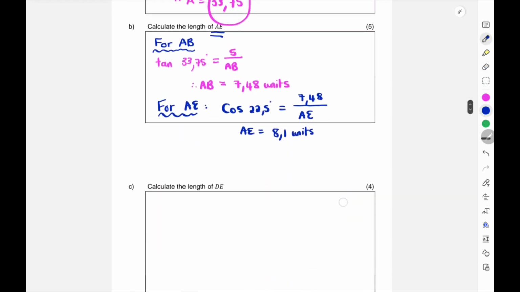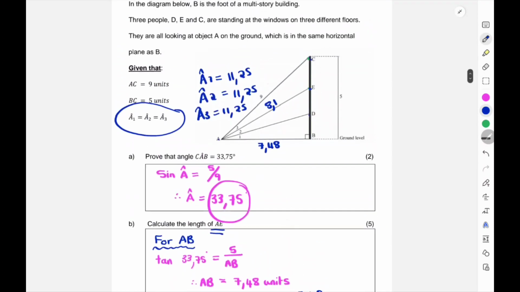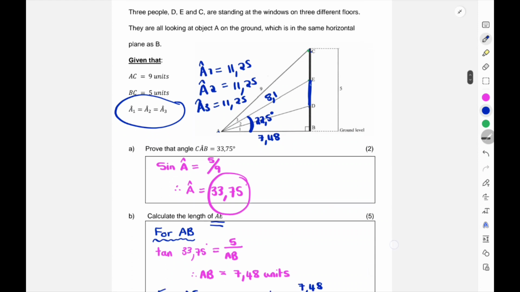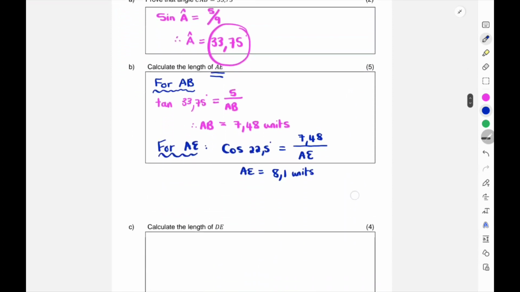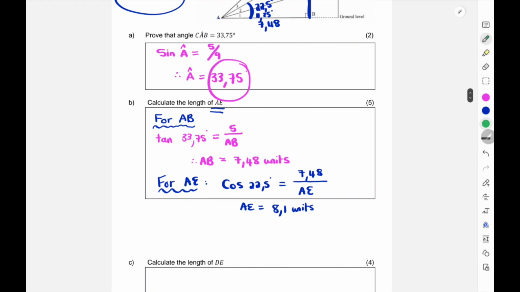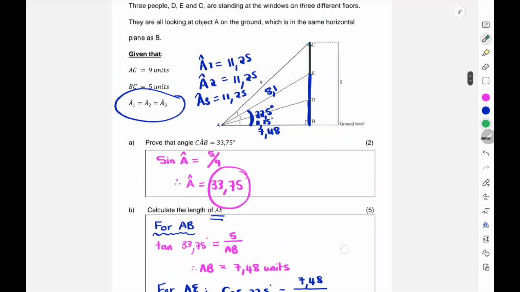Okay, so now they say to you calculate the length of DE. DE sits over here. So I know I've got this angle size, which is again 22.5 degrees, so I can work out EB. I can work out with this one, which is 11.25, I can work out DB, and then I can just subtract the two from each other. Okay, so let me just write that out, perhaps, just so that I remember.